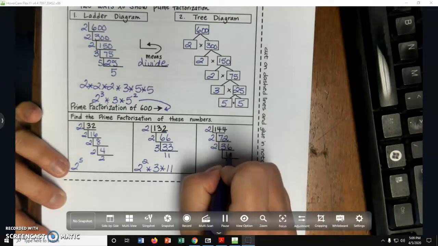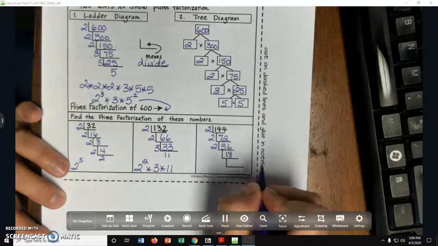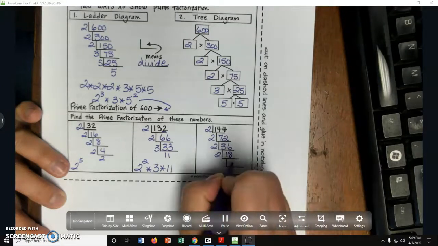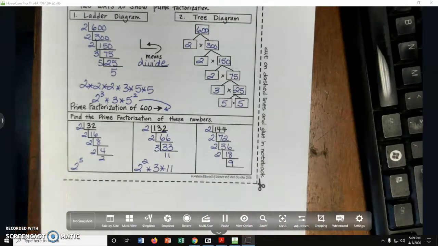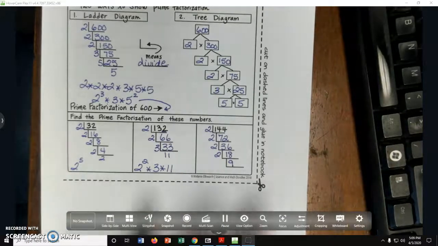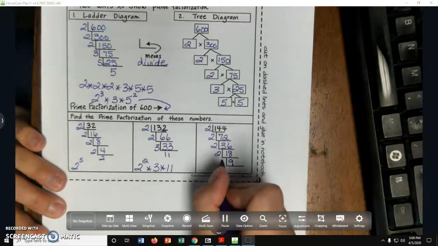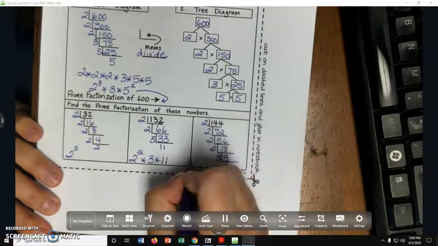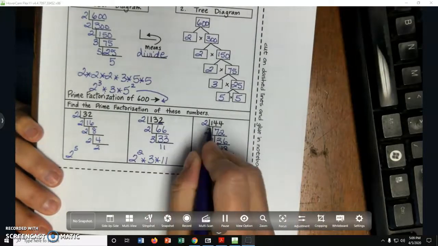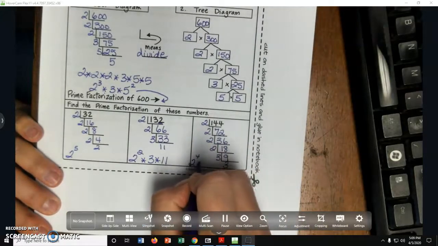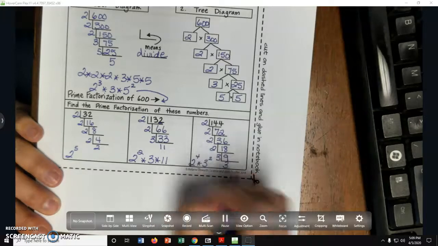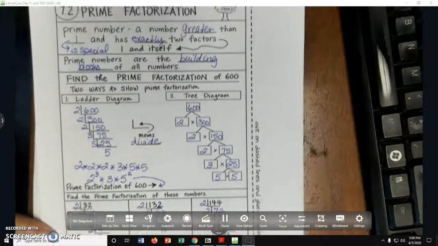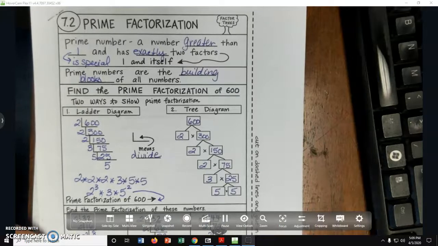Half of 36 is 18. So is that divisible by 2? Yes, it is. Half of 18 is 9. Is 9 divisible by 2? No. Is 9 divisible by 3? Yes. 3 times. Prime factorization is going to be 2 to the fourth power times 3 squared, or 3 to the second power. Okay, that's prime factorization for one number.